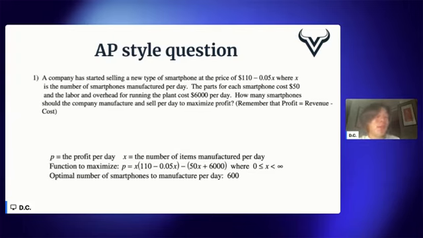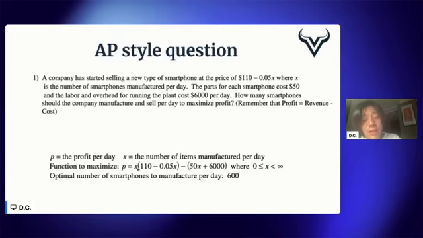And then it tells you the profit is revenue minus cost. Okay, so P is profit per day, and x is the number of items manufactured per day. This is what we define first about the variables. Then we want to see the relationship between them, which is profit equals x times 110 minus 0.05x, which is price times quantity, which gives us revenue. And then we subtract 50x because each smartphone costs $50, and then $6,000 per day. And x is only bigger than 0, which is the only constraint for the domain.